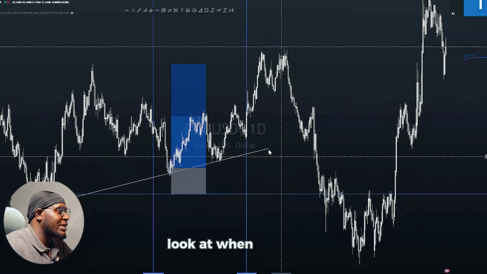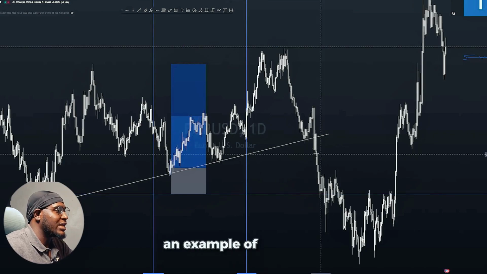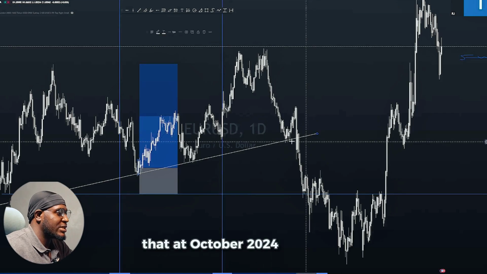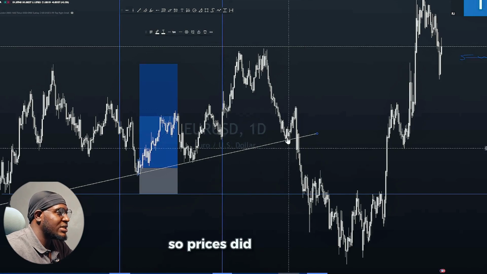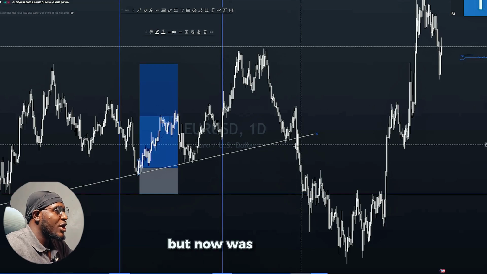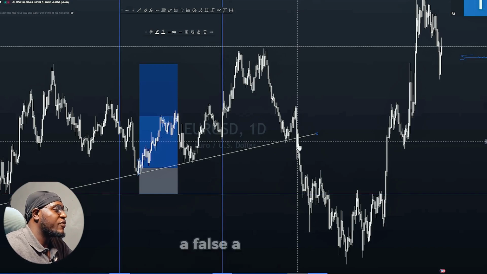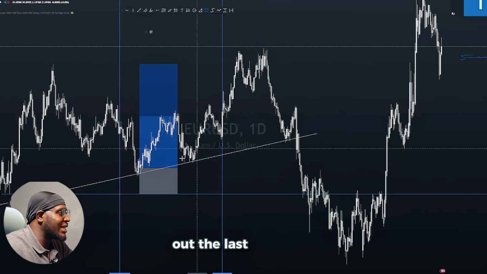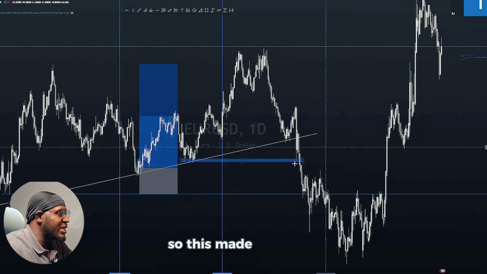Okay, now let's look at when it is a break. Here is an example of a good break. Here we see that at October 2024 we finally had a break of that trend line. So prices did bounce off the trend line before the break happened. But now, was this a false break or was this a true break? The only reason this became a true break was because it had taken out the last structural low at this point here. So this made it a true break.